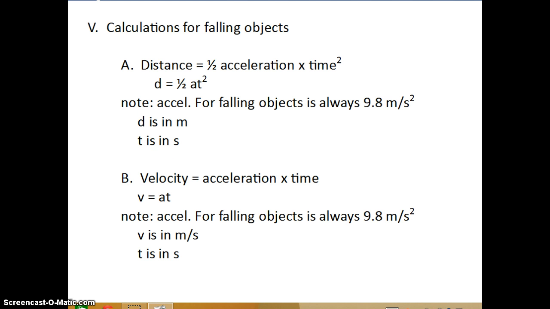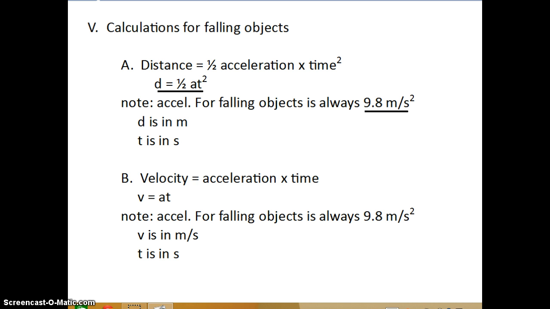Calculating for falling objects. Distance equals 1/2 acceleration times the time squared. I will give you this equation on the test, and you don't need to know how to rearrange it. So distance is equal to 1/2 times a times t squared. Make sure you realize that the acceleration, the a, is always 9.8 meters per second squared. I won't give you that number. D always has to be in meters, and t always has to be in seconds.